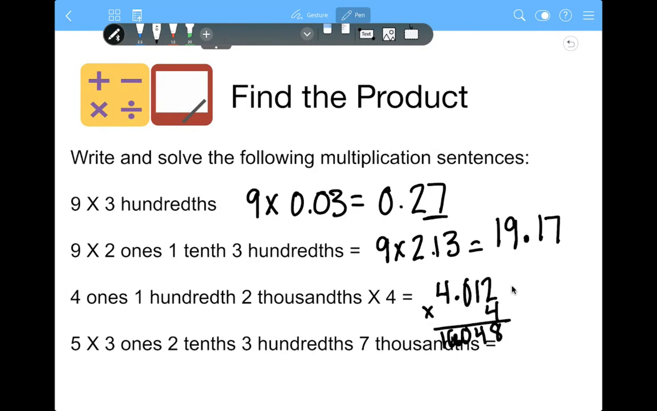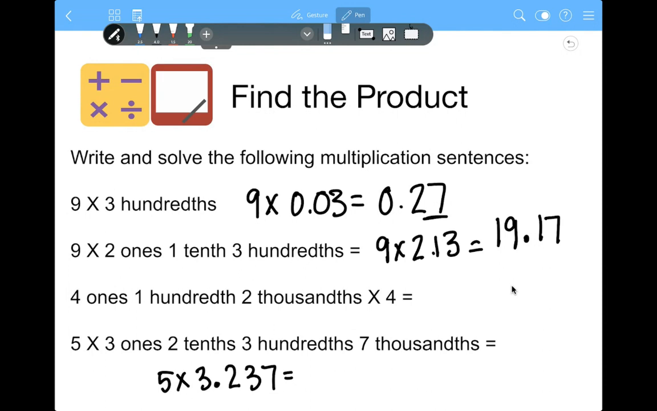And then for the last one, I have 5 times 3 ones, 2 tenths, 3 hundredths, and 7 thousandths. So I can go ahead and write that in my standard algorithm. 3.237 times 5. Okay, 5 times 7 is 35.